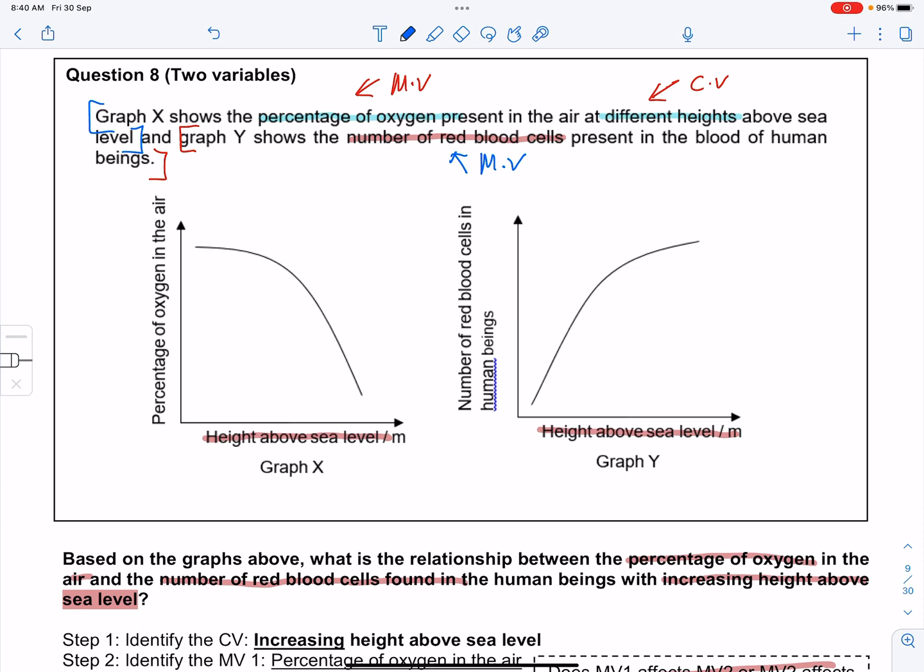So with this, you take a look. If it's me, I will write it down. So as the height above sea level changes, the percentage, okay, I'm just going to put here, as the height above sea level increases, percentage of O2 decreases.